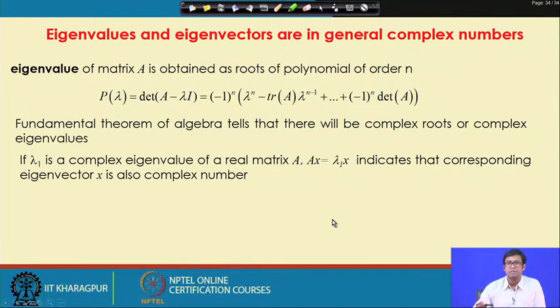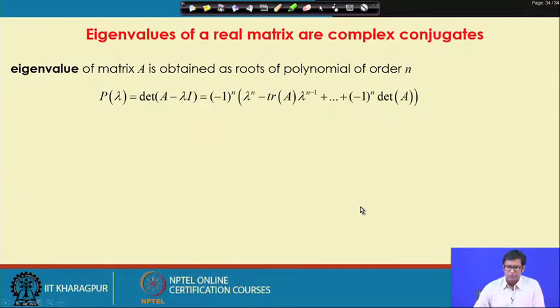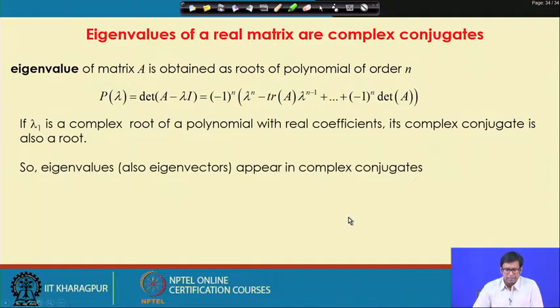So, the question is: is it possible to have complex distinct eigenvalues? Let us see. Eigenvalues of a real matrix are complex conjugates. Eigenvalues of a matrix A are obtained as roots of a polynomial of degree n, and if lambda 1 is a complex root of a polynomial with real coefficients, its complex conjugate is also a root.